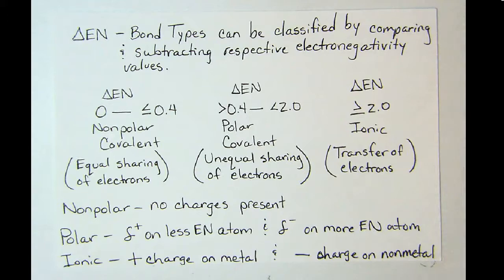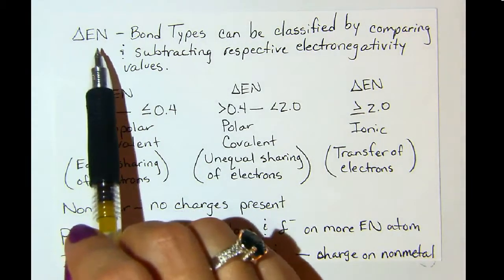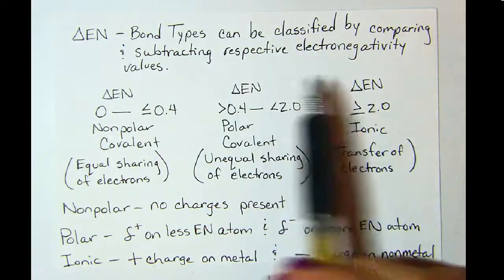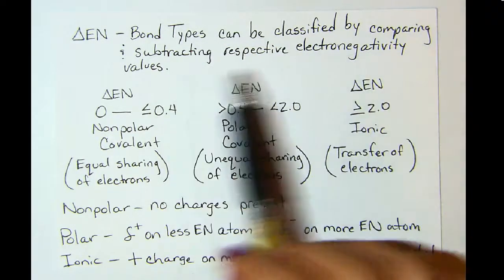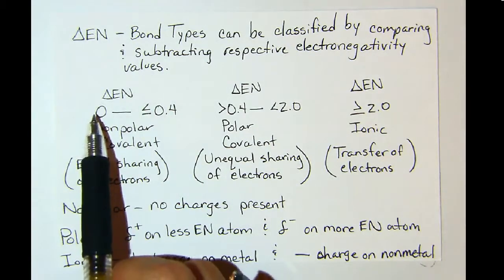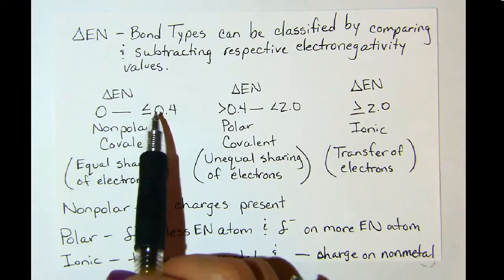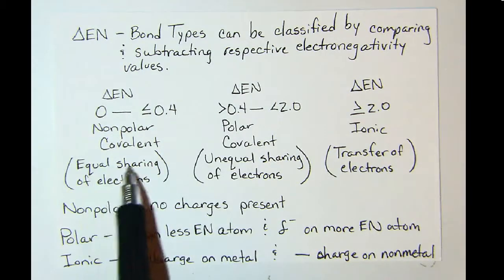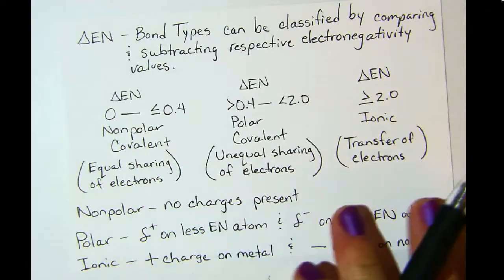Here's your note card for this section. The change in electronegativity can be used to determine the bond types by subtracting the respective electronegativity values. If you have an electronegativity difference that falls between 0 and is equal to 0.4, then it's going to be nonpolar covalent, which means there's an equal sharing of electrons and there are no charges present.